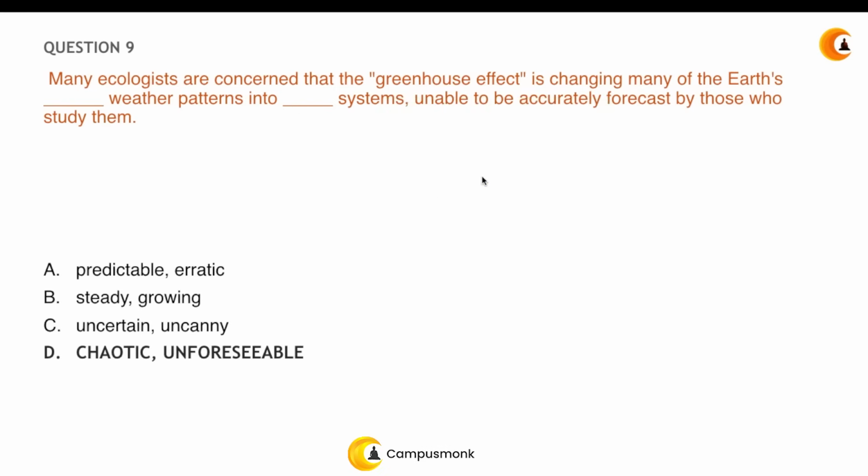Unable to accurately forecast by those who study them. How correct, right? So I got my answer in the first point itself just by understanding what the statement wants to say. I just translated this last part. Something was happening over here due to the greenhouse effect. Ultimately, they couldn't find out or forecast the weather accurately, right?